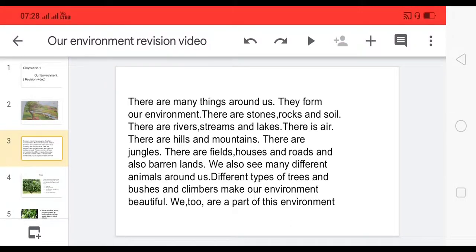We also see many different animals around us, different types of trees and bushes and climbers make our environment beautiful. We too are part of this environment. Children, barren land means the land where no plant is there. Okay, now let us learn about types of plant.